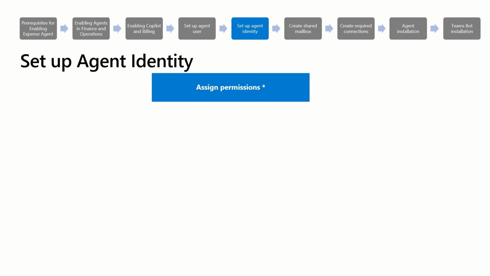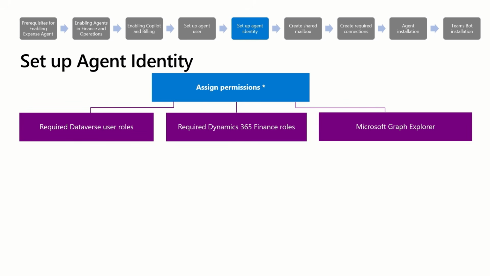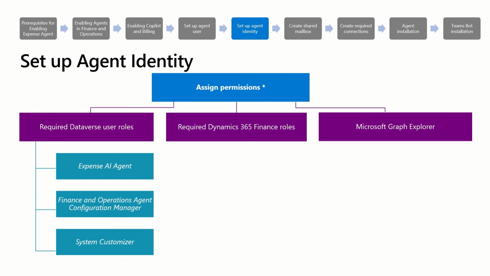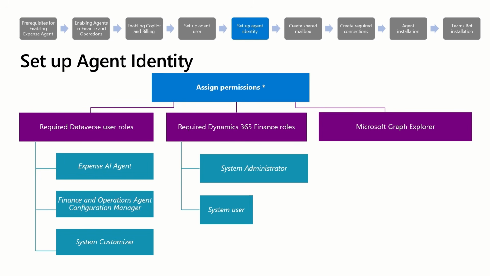Set up agent identity. We will assign permissions to the agent user created in previous step. We will assign specific security roles in Dataverse, Dynamics 365 Finance, and Microsoft Graph Explorer. In Dataverse, these include Expense AI Agent, Finance and Operations Agent Configuration Manager, and System Customizer. In Dynamics 365 Finance, the roles needed are System User and System Administrator.